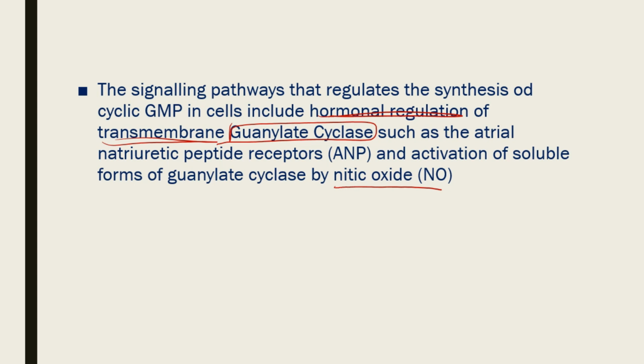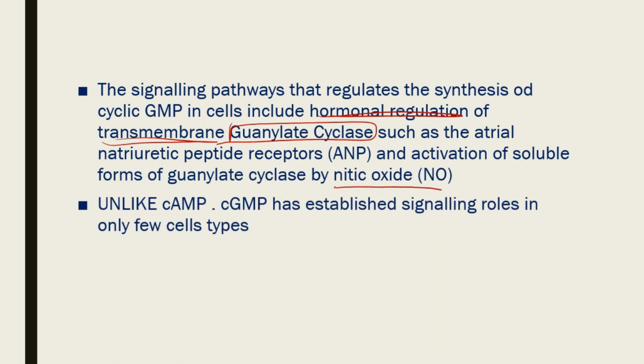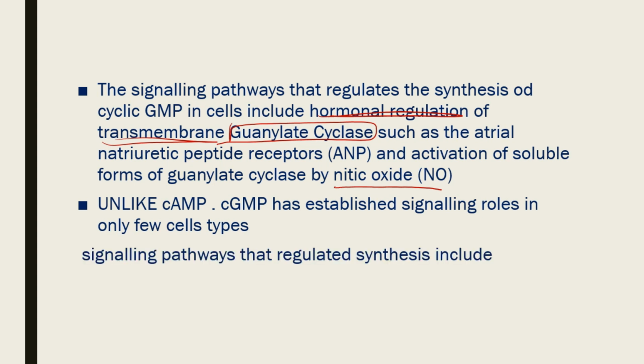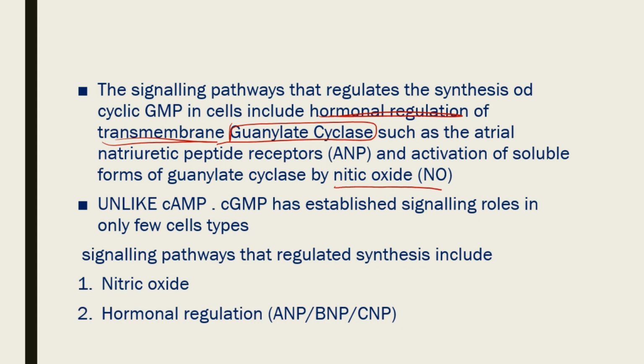As we have seen in cAMP, the enzyme adenylate cyclase regulates the whole mechanism. In cGMP, the enzyme guanylate cyclase does all the things, such as atrial natriuretic peptide receptors and the activation of the soluble forms of guanylate cyclase by nitric oxide. Unlike cAMP, cGMP has established signaling roles in only a few cell types. Signaling pathways that regulate its synthesis include nitric oxide and hormonal regulations like ANP, BNP and CNP.